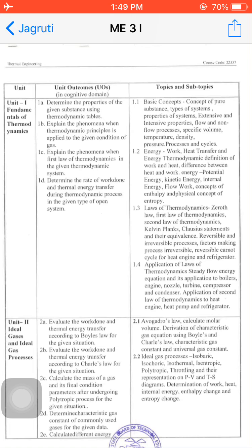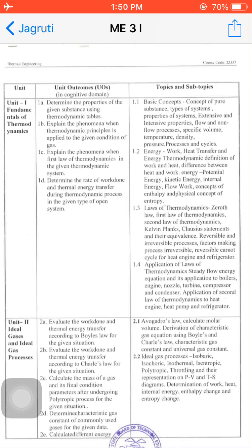engines and refrigerator. After that, we have to study the various applications of laws of thermodynamics and the steady flow energy equation and its application to boilers, engines, nozzles, turbine, compressor and condenser. Then we have to see the applications of the second law of thermodynamics to heat engine, heat pump and the refrigerator. This is unit number 1.